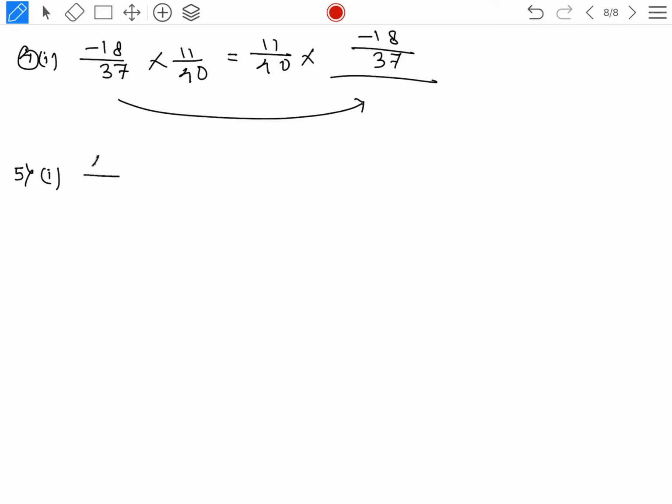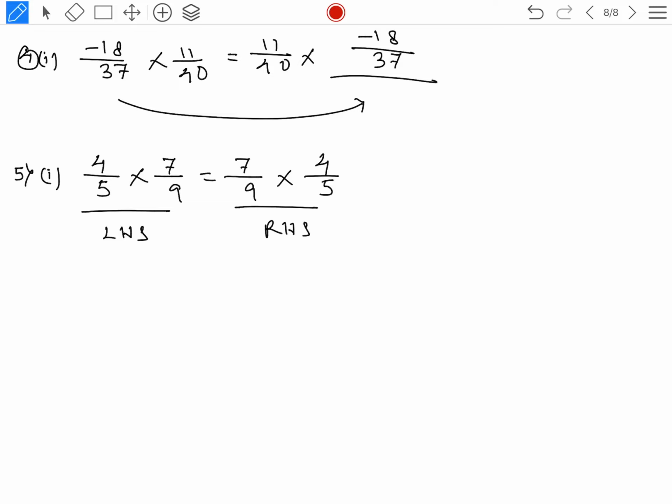Understood? See, the first one it is given 4 by 5 into 7 by 9 is equal to 7 by 9 into 4 by 5. So you need to verify this statement. Verify this statement means there are two parts. One is here left hand side, another part is here right hand side. Of course those two will be equal because this is one property of multiplication. The name of the property you will write. Okay. Now if I verify this, then how will I write?